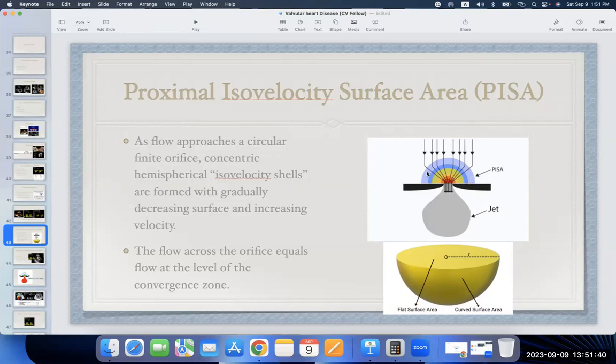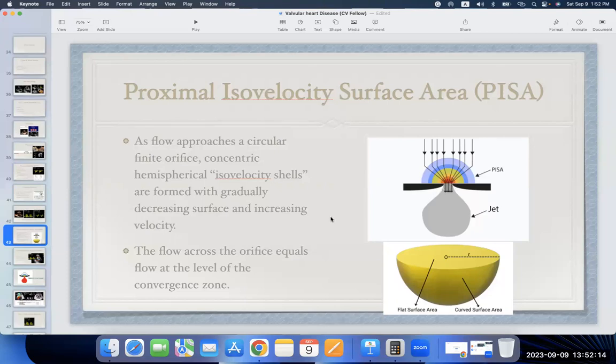So if we know that this flow equals this flow, all we need is to calculate the area of this hemisphere. As I mentioned, remember this is a 3D shape. It's a hemisphere. It's not like a 2D shape. So you calculate the curved surface area from here. And to be able to calculate the curve, you need to measure the radius. So you measure the radius, square it, and then multiply it by 2, multiply it by pi, and then you will multiply it by the velocity of the blood at this surface. And then you divide it by the velocity across the orifice.